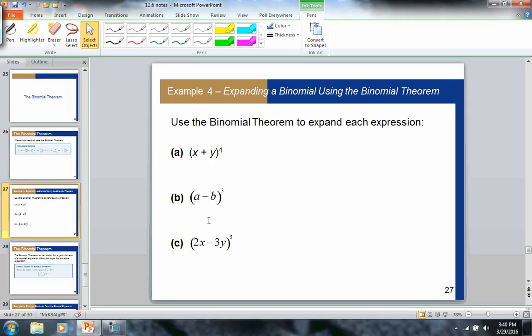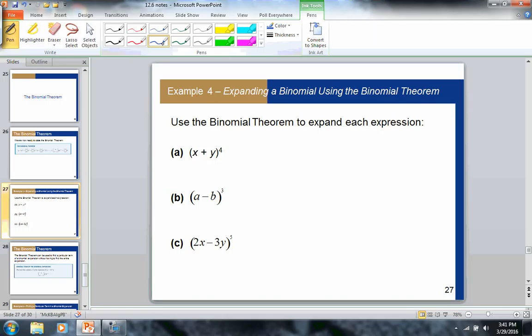Now we haven't seen any yet where we have a subtraction. Here we have a minus b and then 2x minus 3y. We're going to treat that minus as a negative that stays with the b, or a negative that stays with the 3y. When that happens, we're going to have alternating signs in our final answer. Okay. But let's go back to part A.